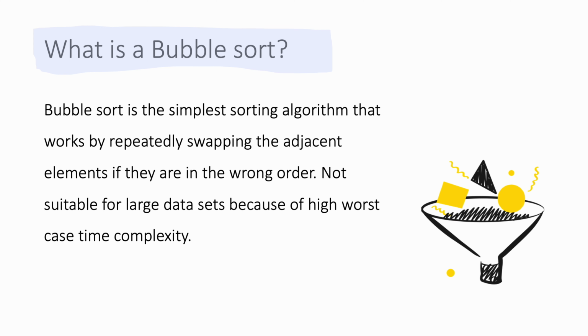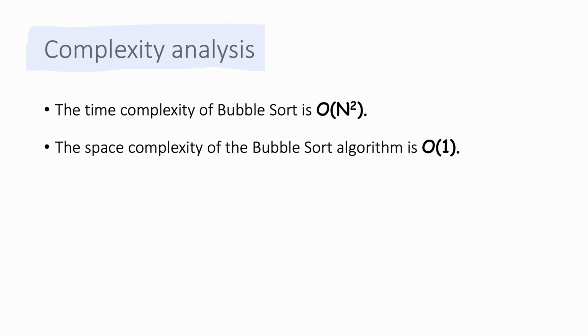So if you have no idea what time complexity is, you can click on that pop-up link in the top right corner of the screen and visit that link to get some idea about what these terms mean. The time complexity of bubble sort is O of n squared and the space complexity of the bubble sort algorithm is O of 1. Let us now look at an example and see how bubble sort works.